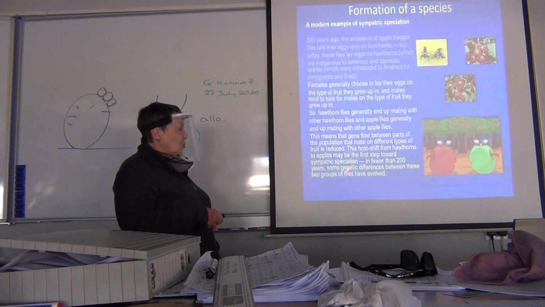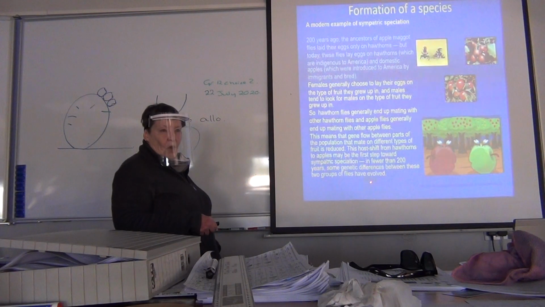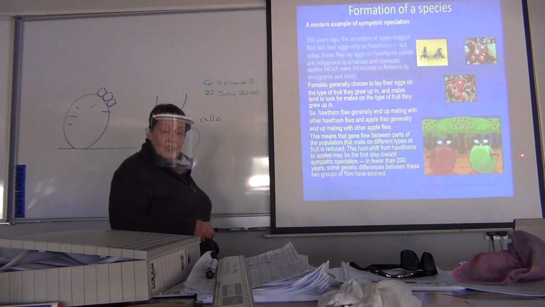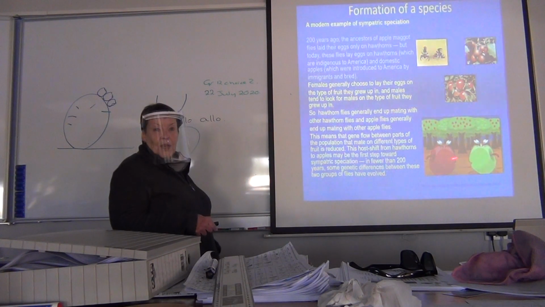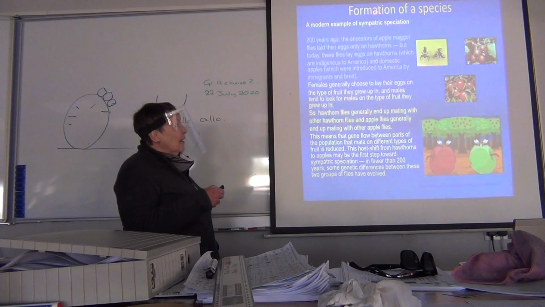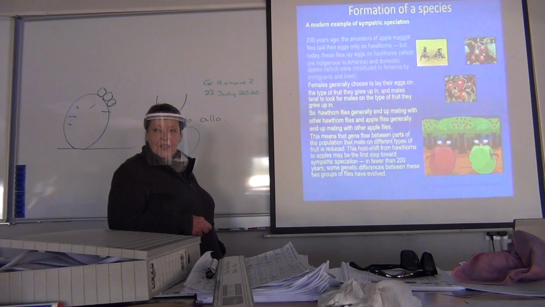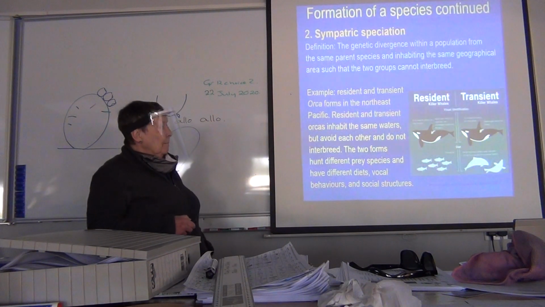In fact, in fewer than 200 years, some genetic differences between the two groups have evolved. They're not yet different species, but they're very well on their way to becoming different species. It's speciation in progress. Okay, you happy with that? So that's sympatric speciation. It's quite difficult to understand why it would happen, but anyway, it does. And there's another example, yeah?